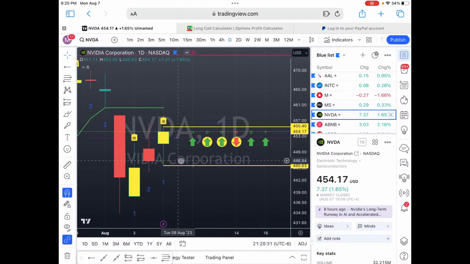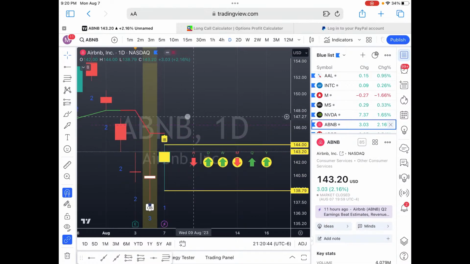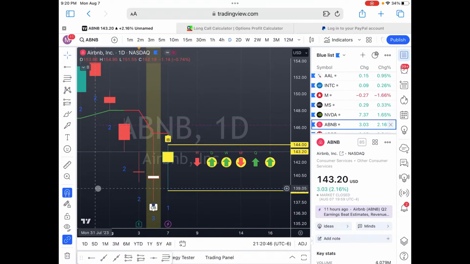Nvidia inside bar, not quite a hammer candle, but it's pretty close, and we've got good time frame continuity. So we can look for those calls at 455.40 or puts at 445.63. We go into Airbnb. There's that hammer candle and the 3-1 setup. So calls at 144, puts at 138.79.